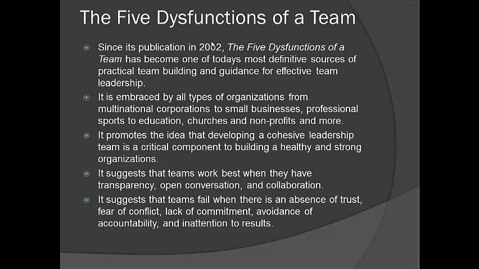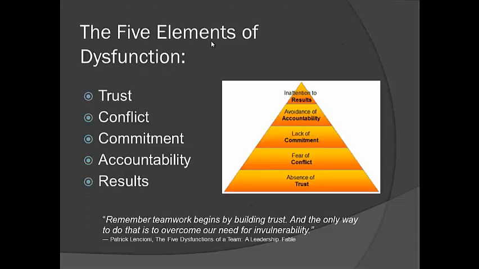In his book, it's suggested that teams work best when they have transparency, open conversation, and collaboration. It suggests that teams fail when there's an absence of trust, fear of conflict, lack of commitment, avoidance of accountability, and inattention to results. The diagram on the screen demonstrates that the very fundamental piece of a functioning board is the fact that board members need to trust one another.